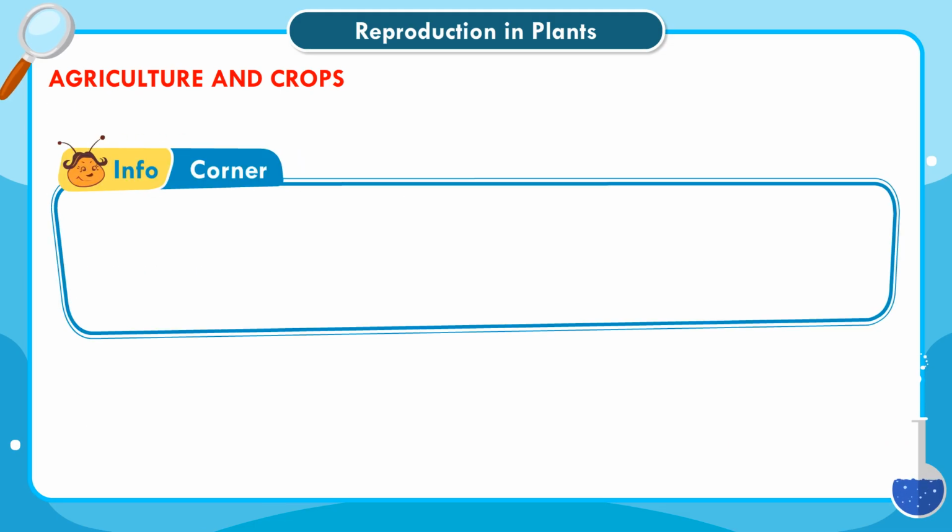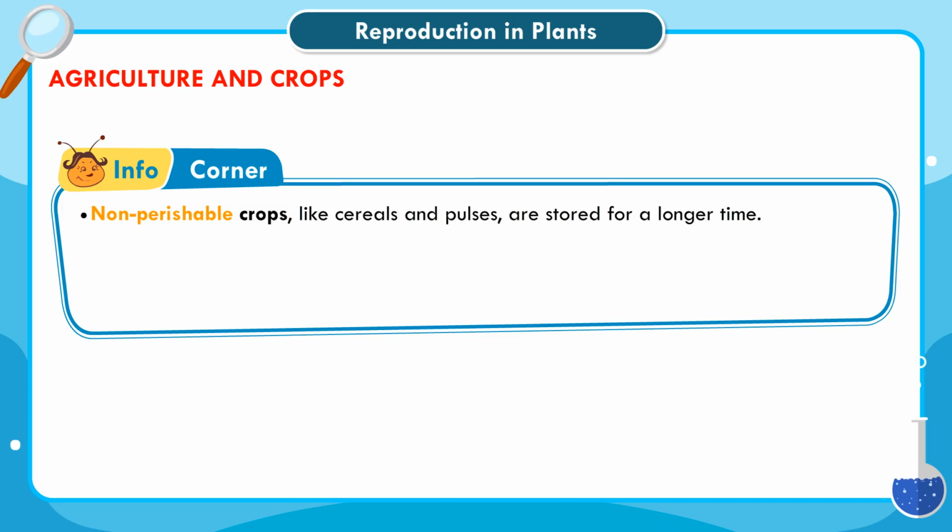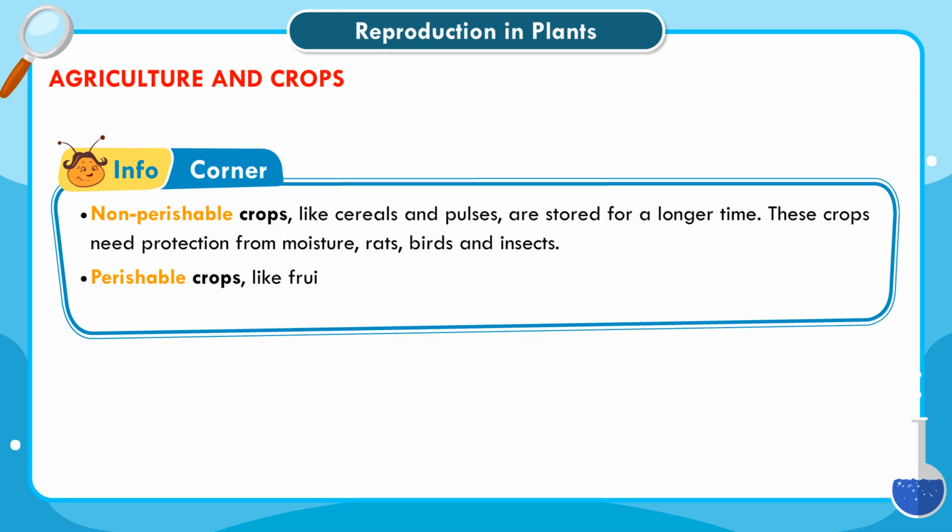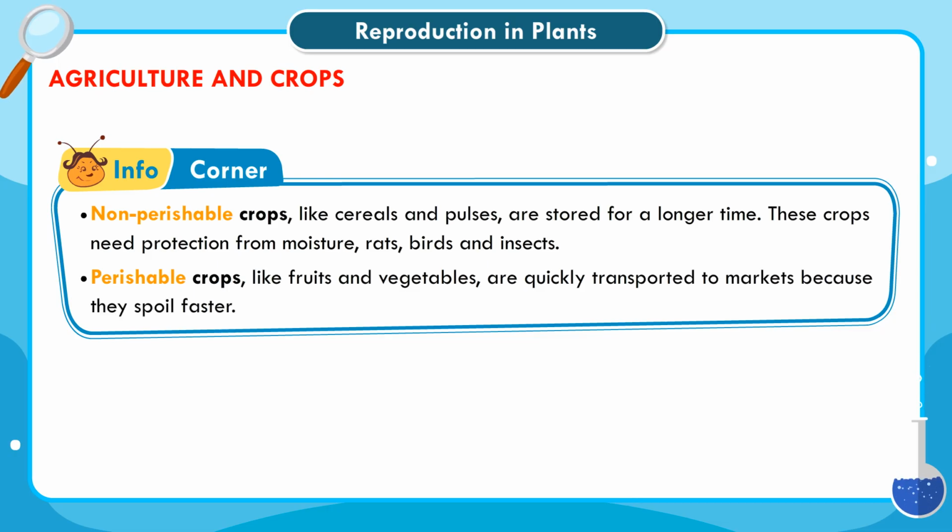Info Corner. Non-perishable crops, like cereals and pulses, are stored for a longer time. These crops need protection from moisture, rats, birds and insects. Perishable crops, like fruits and vegetables, are quickly transported to markets because they spoil faster.